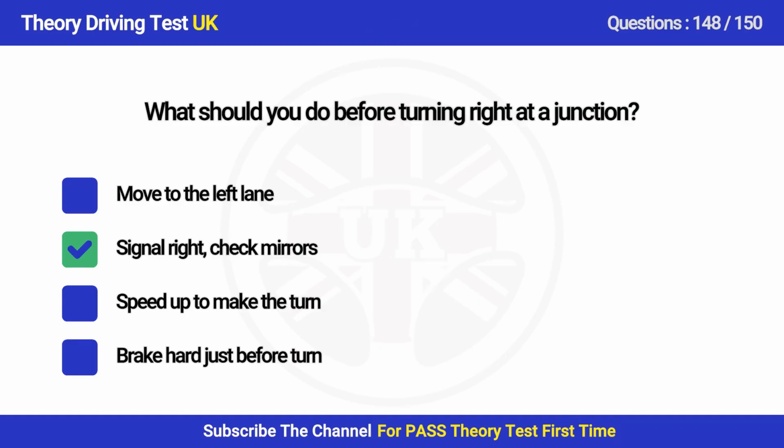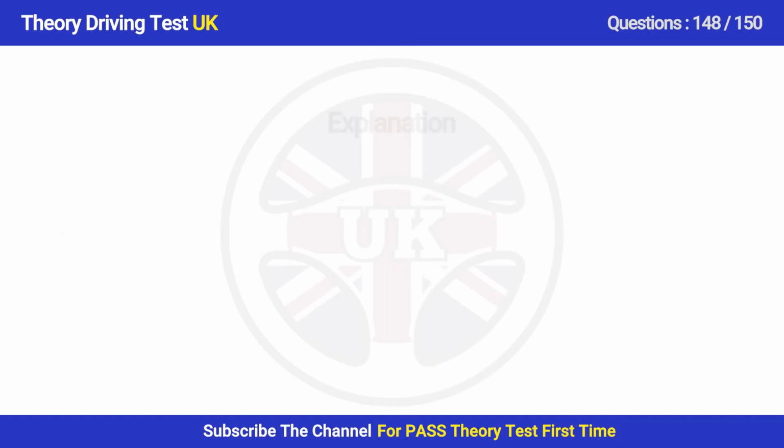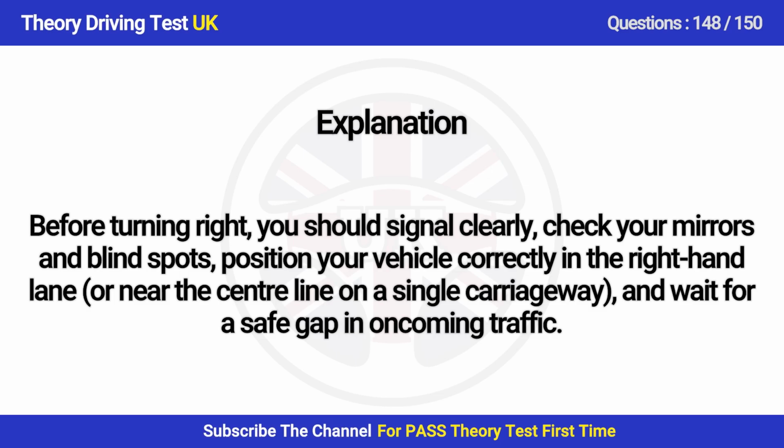Answer is B. Signal right, check mirrors. Before turning right, you should signal clearly, check your mirrors and blind spots, position your vehicle correctly in the lane or near the center line on a single carriageway, and wait for a safe gap in oncoming traffic.